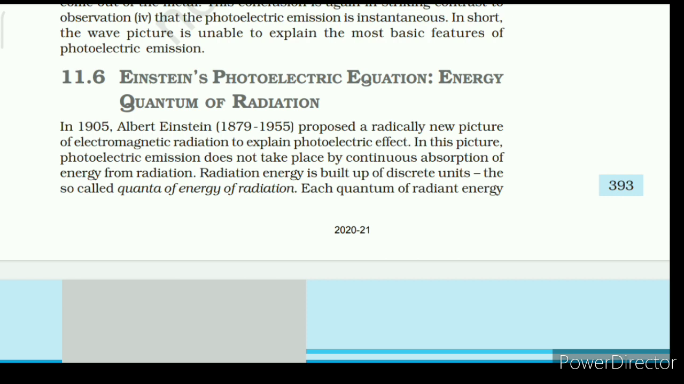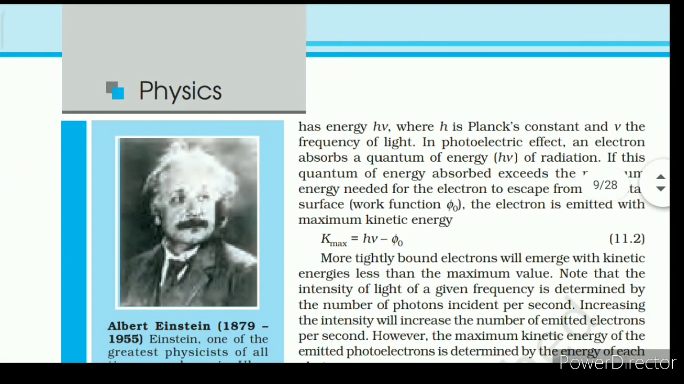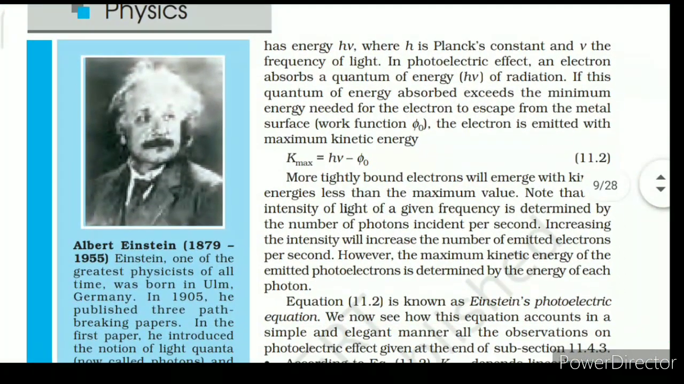In the photoelectric effect, an electron absorbs a quantum of energy of radiation. If this quantum of energy absorbed exceeds the minimum energy needed for the electron to escape from the metal surface, the electron is emitted with maximum kinetic energy. K max is equal to h nu minus phi naught. More tightly bound electrons will emerge with kinetic energies less than the maximum value.